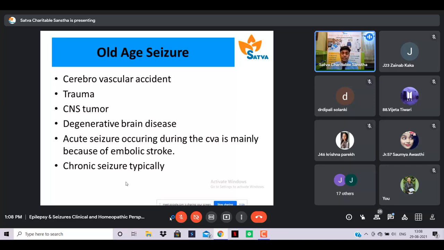Old age seizure. I have already discussed hypoglycemia as one of the causes of convulsion and coma. Then cerebrovascular accident, trauma, CNS tumors, any kind of degenerative brain disease. Okay. Acute seizures can be because of a CVA. If a person gets a stroke, still the person can get a convulsion because of cerebral edema or because of any kind of bleed in the brain. Okay, so in old age, you can get all this.